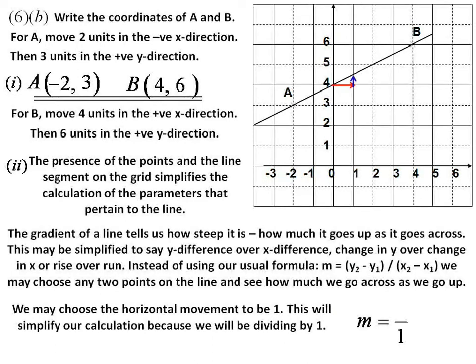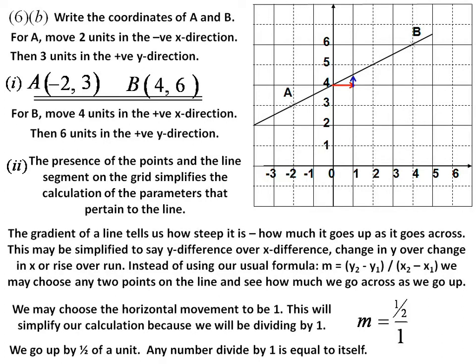So we use 1. So we start here, we go across 1 unit. So 1 goes there. Then we go up. Notice that by the time we are going up, that's just half of a unit from 4 to 5. That's halfway up. So that is half of a unit. So we go up by half of a unit, like so. M is a half over 1. Anything divided by 1 is that same thing. Therefore, the gradient is equal to a half.